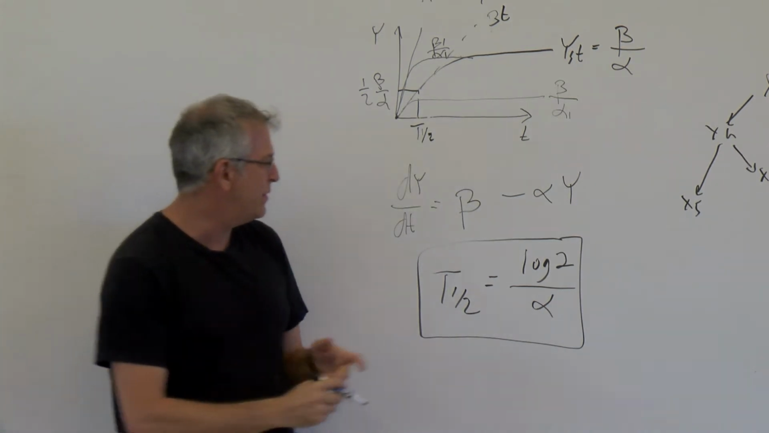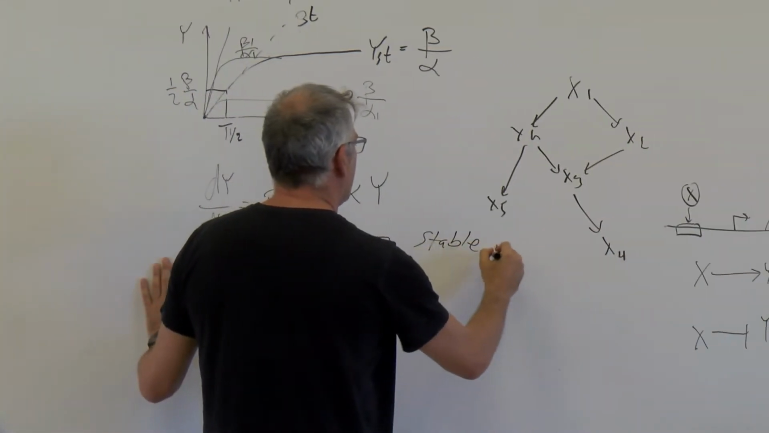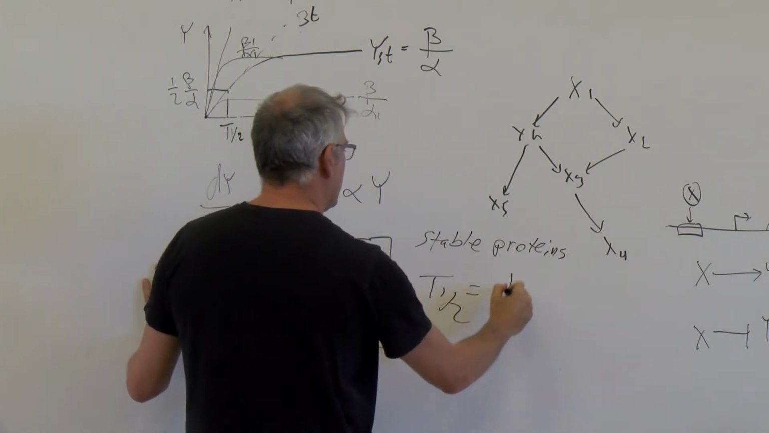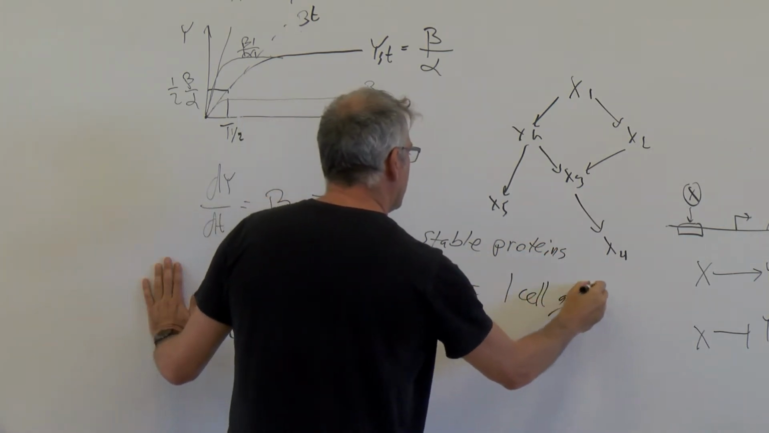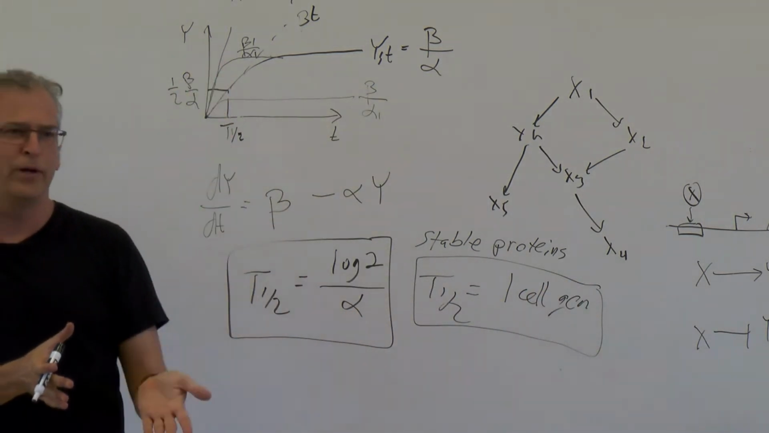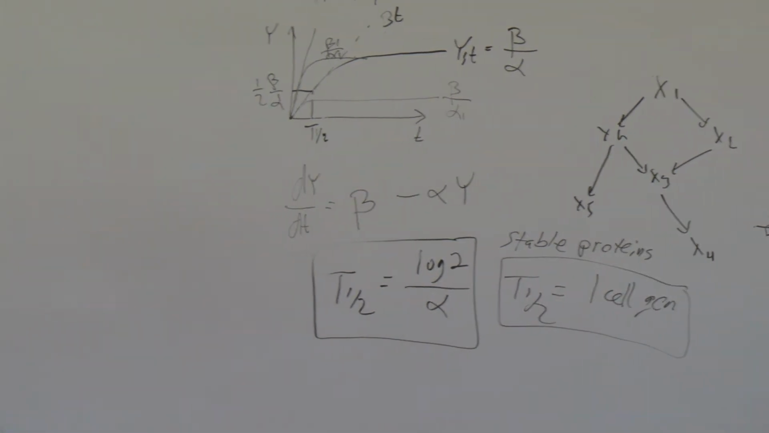And that means for stable proteins, if you recall, this number is equal to 1 cell generation. Because for stable proteins, when the cell doubles in volume, concentration goes down by 1/2. And that's the doubling time. That's the response time. So for most proteins in E. coli and also in our cells, they're not destroyed very quickly.